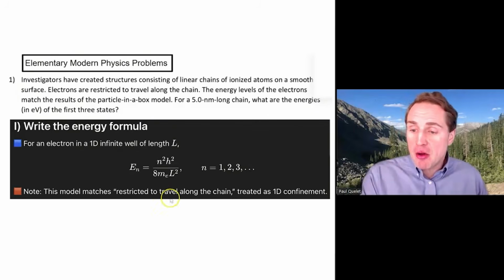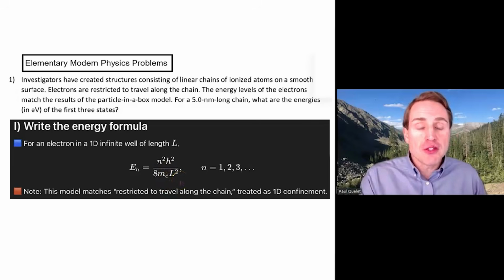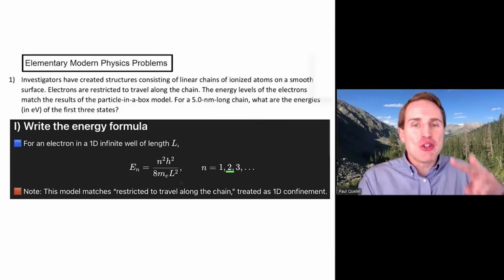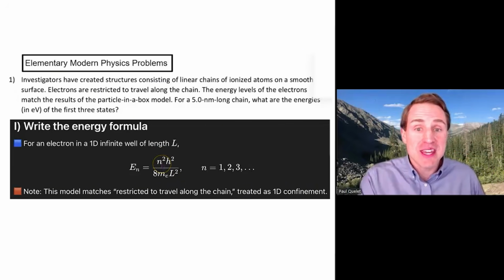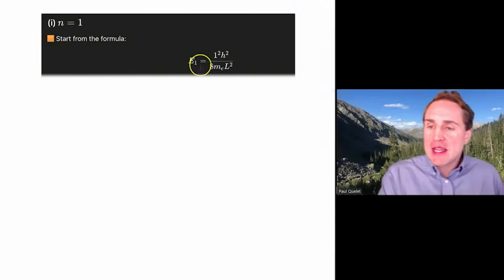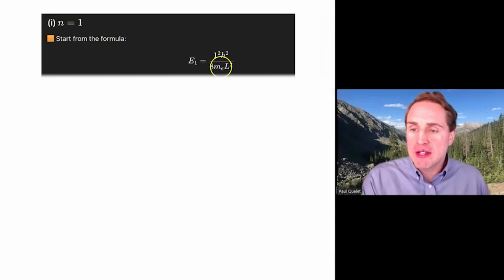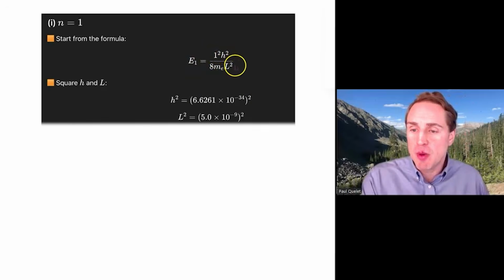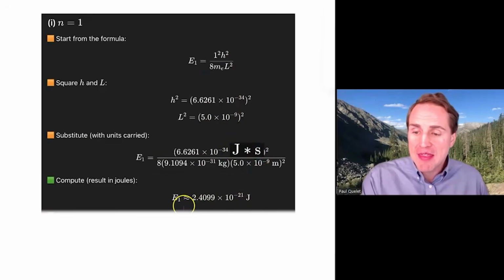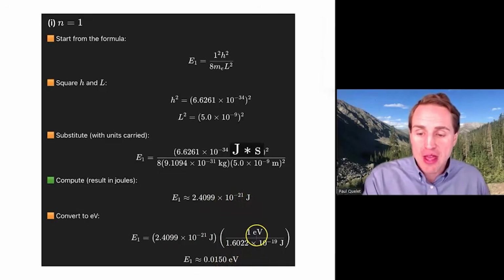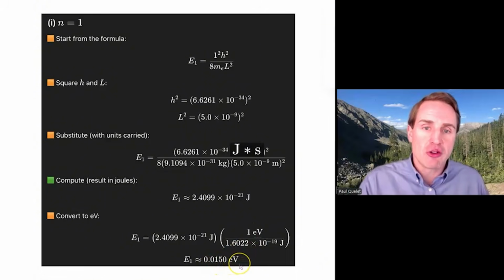Let's now think about plugging into this equation, first of all with n equals 1, but then 2 and then 3, and we'll see if we get a nice pattern, because the only thing that changes is the positive integer n. So plugging in n equals 1, we get 1 squared h squared over 8 m L squared. We set up these constants and plug those in. We get that the energy at level 1 is about 2.4099 times 10 to the minus 21st joules. Let's convert that to electron volts. We get about 0.0150 electron volts.